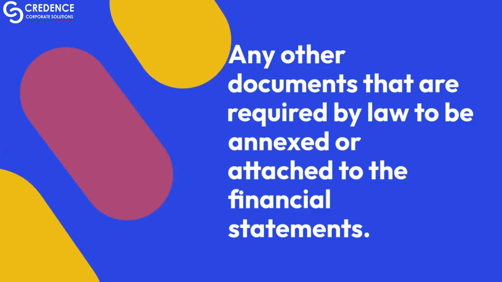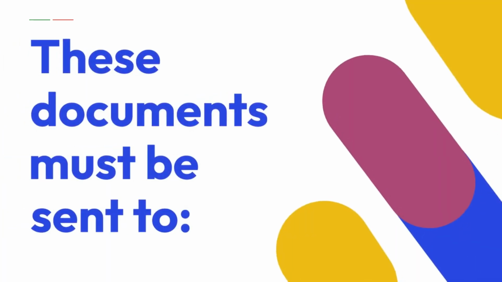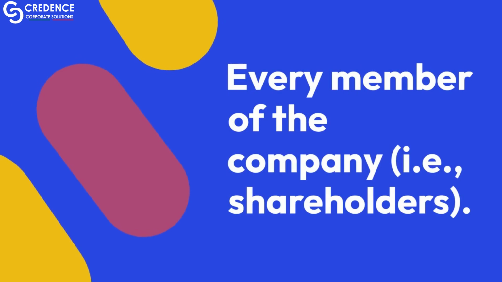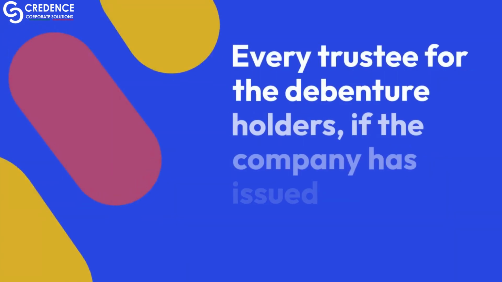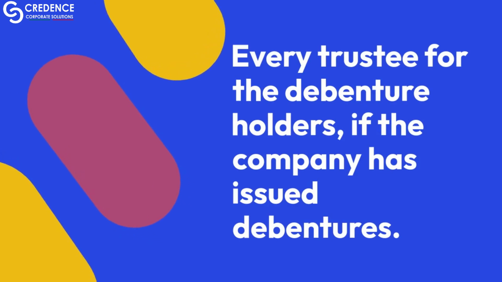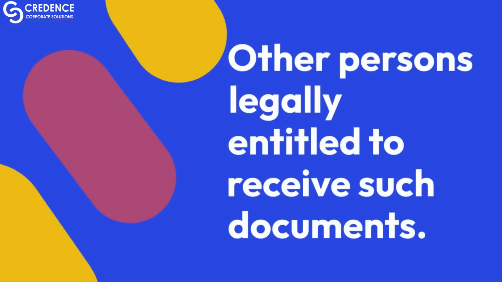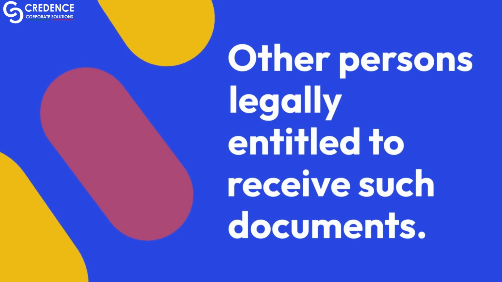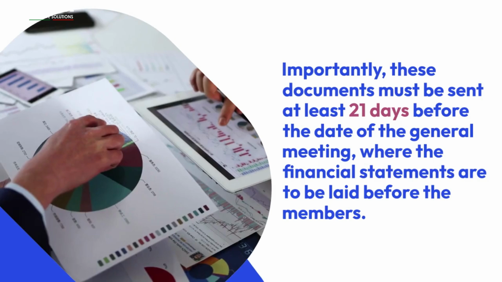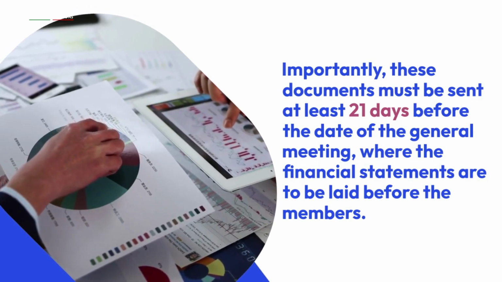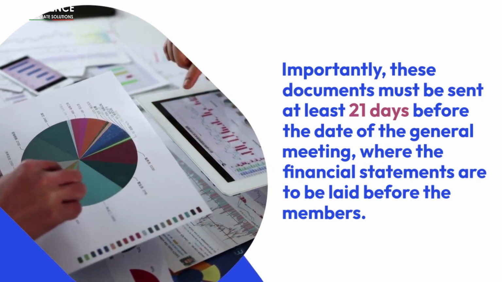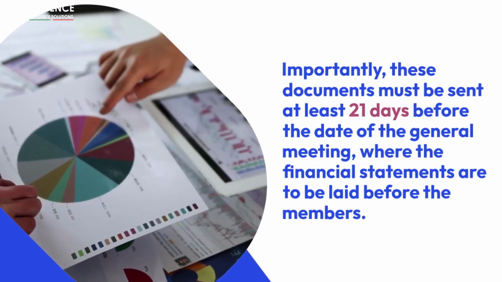These documents must be sent to every member of the company, i.e., shareholders, every trustee for the debenture holders, if the company has issued debentures, and other persons legally entitled to receive such documents. Importantly, these documents must be sent at least 21 days before the date of the general meeting, where the financial statements are to be laid before the members.